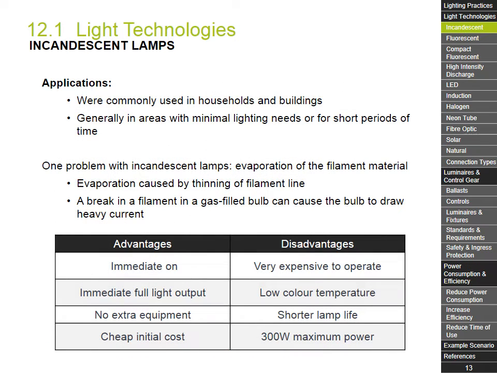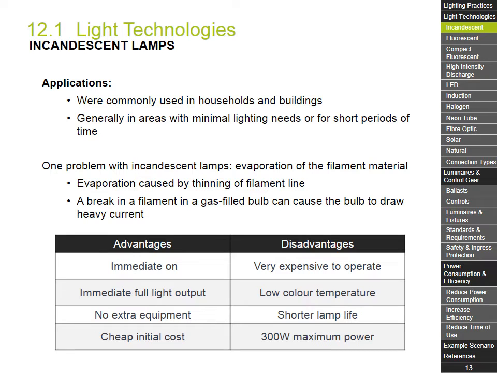Until more recently, incandescent lamps were commonly used in households and buildings, generally in areas where lighting was seldom used or used for short periods of time, such as laundries and toilets. One major problem with incandescent lamps is the evaporation of the filament material. This is caused when the high temperature evaporates the material, thinning the filament, deteriorating the material and reducing its lifespan.